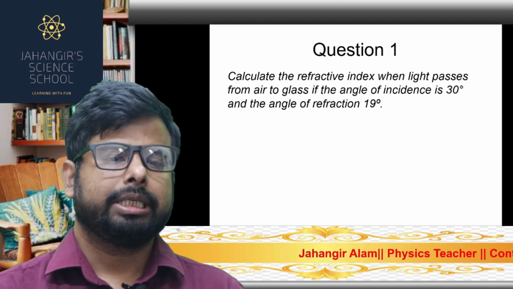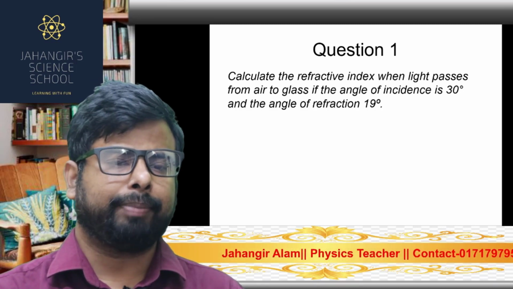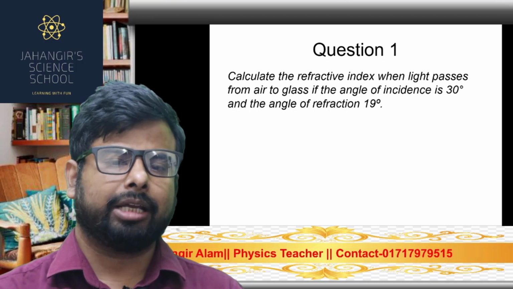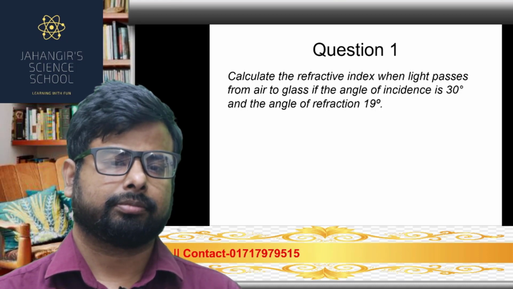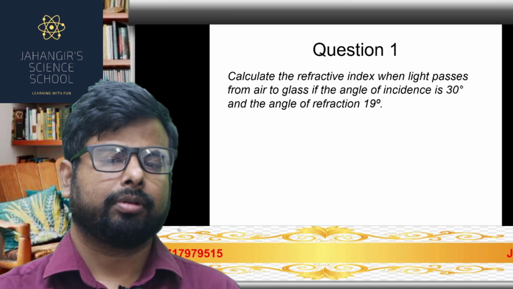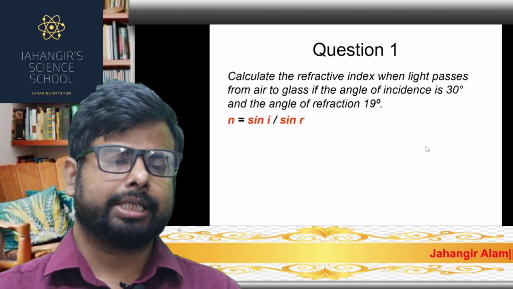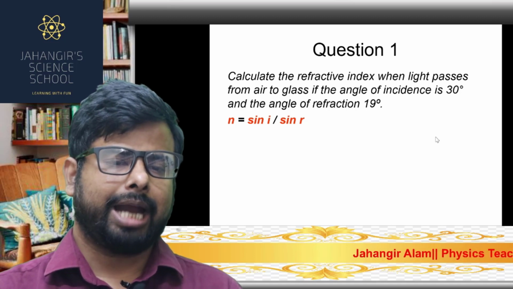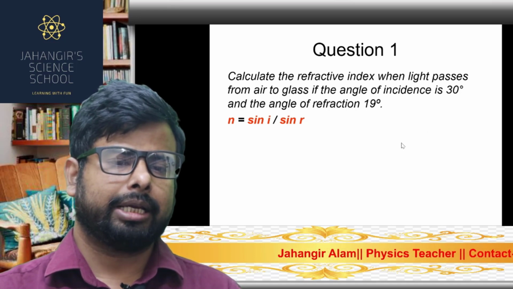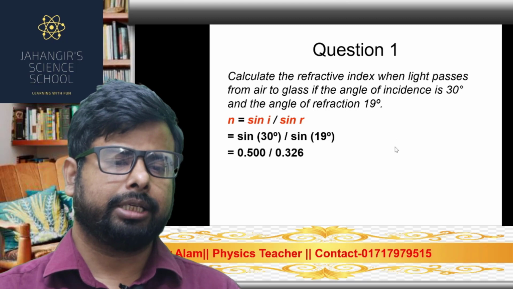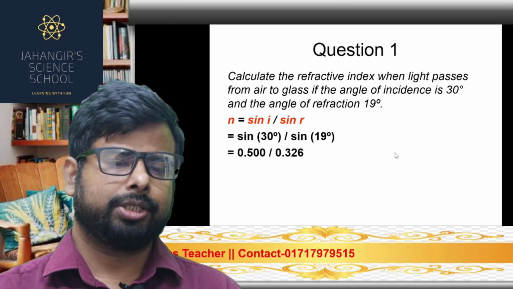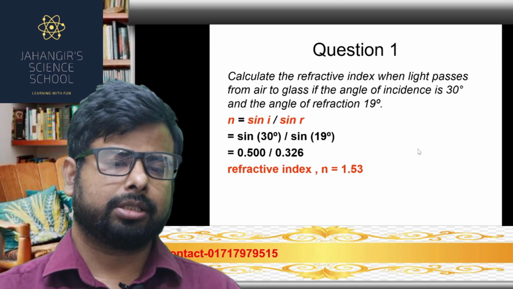Question number 1. Calculate the refractive index when the light ray passes from air to glass if the angle of incidence is 30 degrees and the angle of refraction is 19 degrees. We know refractive index eta equals sin i by sin r. Here i equals 30 degrees and angle of refraction r equals 19 degrees. So sin 30 degrees divided by sin 19 degrees, so 0.5 divided by 0.326. So the refractive index eta for this situation is 1.53.